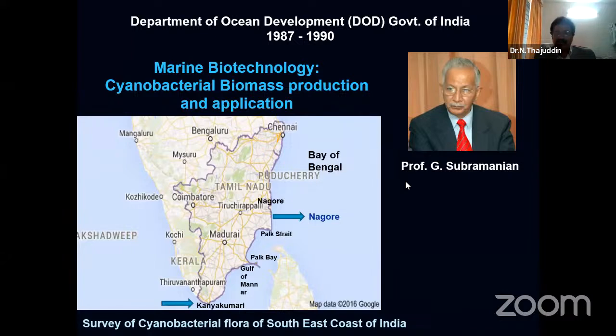And I would like to introduce how we started from the research in marine cyanobacteria. During 1987, Professor G. Subramanian, the founder of the National Facility for Marine Cyanobacteria, obtained one project from the Department of Ocean Development, now called the Ministry of Earth Sciences. We received a major project.